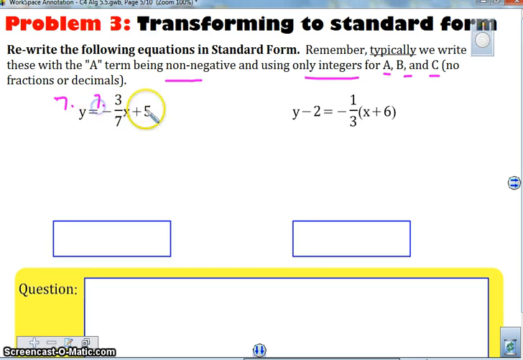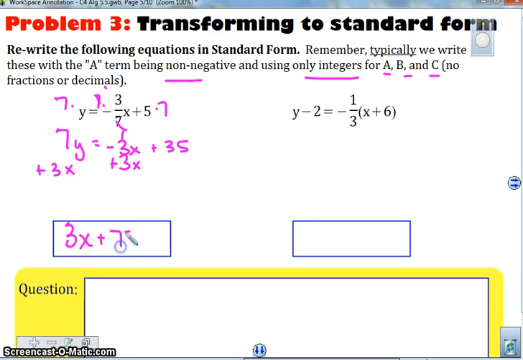So if we multiply every single term by 7, our first one will become 7y equals 7 divided by 7 is 1. So we'll now have a -3x plus 35. Again, we usually want the A term to be non-negative. Here it's negative. So we're going to add 3x to both sides. And our final answer would be 3x plus 7y is equal to 35.